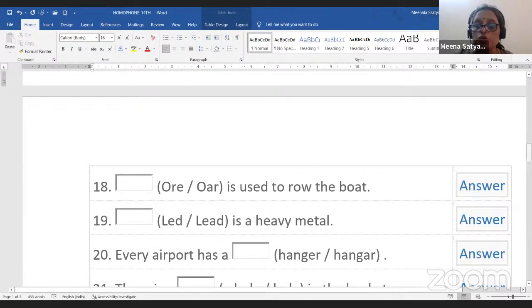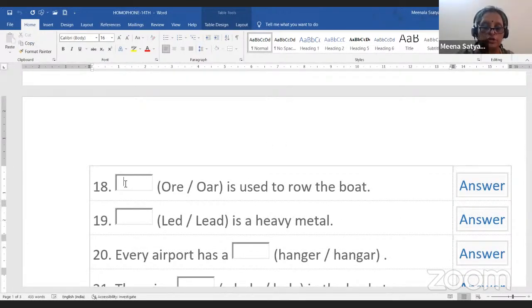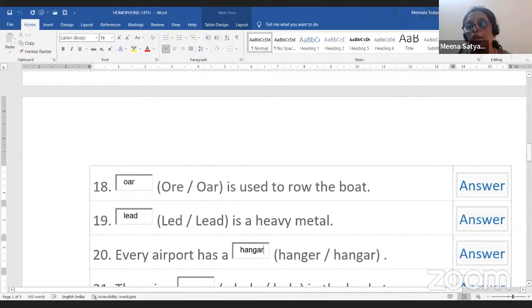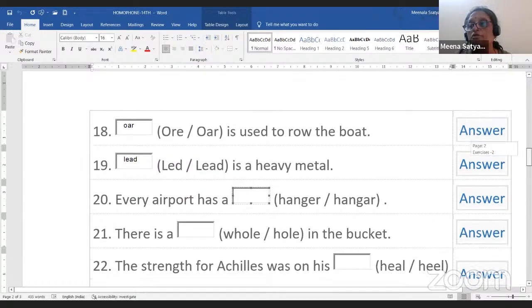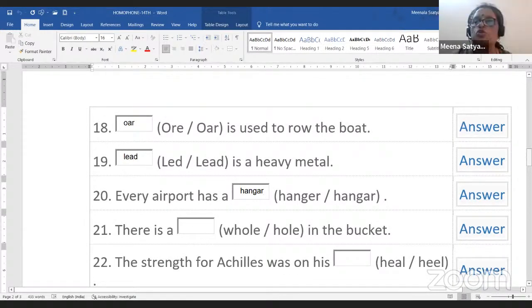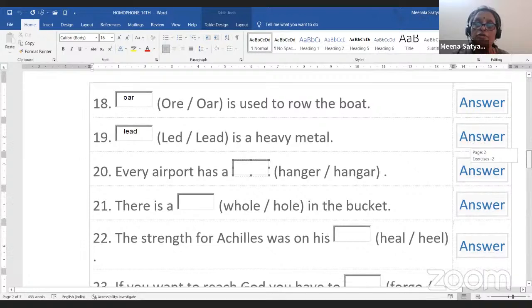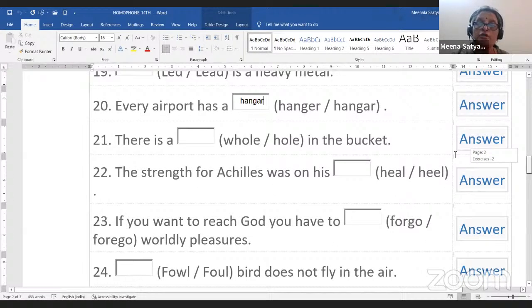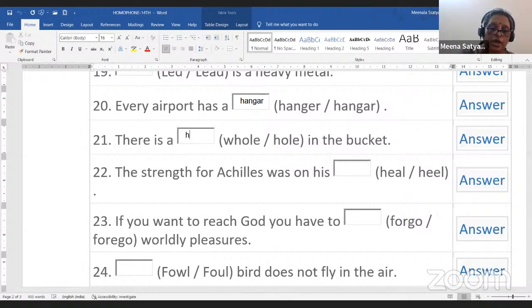Okay. Oar is used to row the boat. It is O-A-R. Lead is a heavy metal. L-E-A-D. Every airport has a hangar. H-A-N-G-A-R. That is where the aeroplanes actually are stationed. For ships, it's called harbor. For cars, you say garage. For airport, it's a hangar. Please remember this.